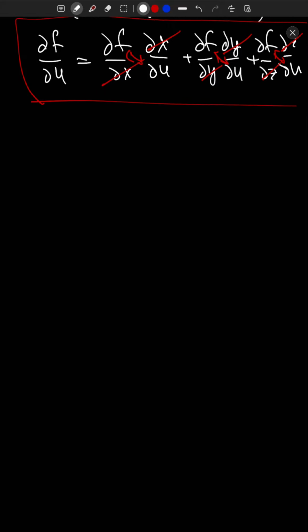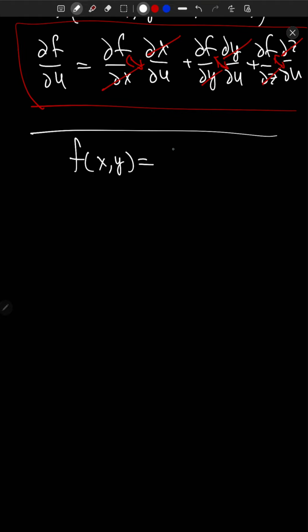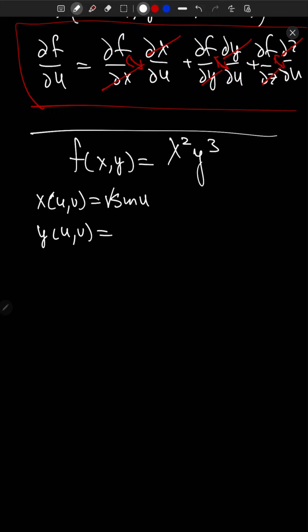Let's see. I guess I should do at least one example here. So f of x comma y equals x squared y cubed. x of uv equals, let's say, sine of u times v, and y of uv equals e to the u times v. Then what's df/du?